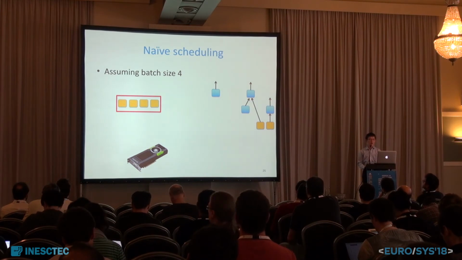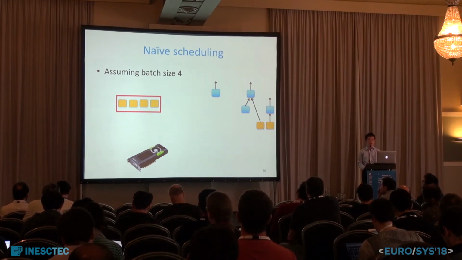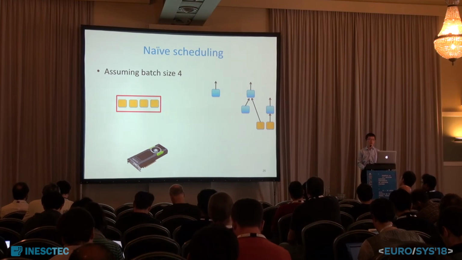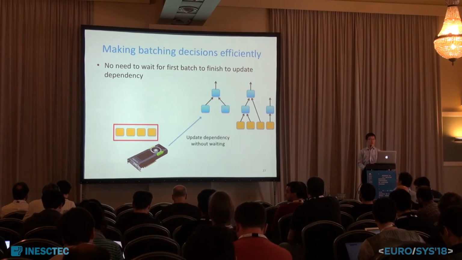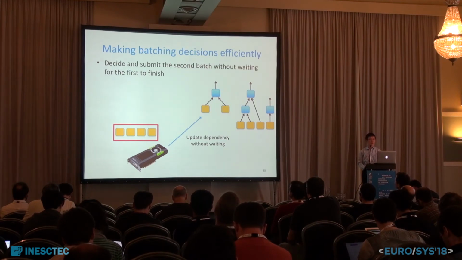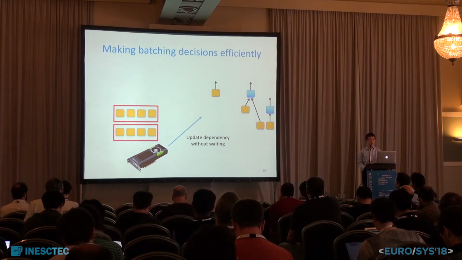But actually, there's no need for the scheduler to synchronize with the GPU to make the next decision, because once batched cells are submitted to the GPU, the execution order is known, and therefore we know which nodes will be ready for execution. So let's rewind the clock back. After making the first batching decision, instead of waiting for the execution to finish, we update dependencies immediately after submitting a batch to the GPU. And then we decide the second batch and submit it to the GPU. And the third batch.